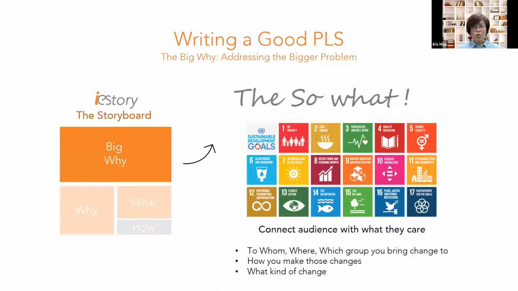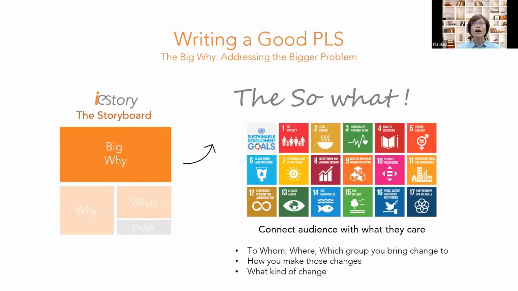Now the third part is the big why. The big why is the way that you communicate with your target audience on how your research is actually changing their life. One of the angles that we use to convey the message is the United Nations SDG, because nowadays policymakers and even research institutions are trying to achieve the goals of the UN SDG, and many of the messages they convey to the public use the UN SDG.